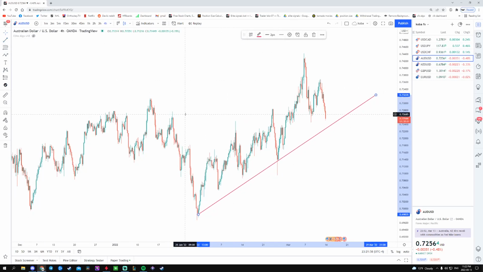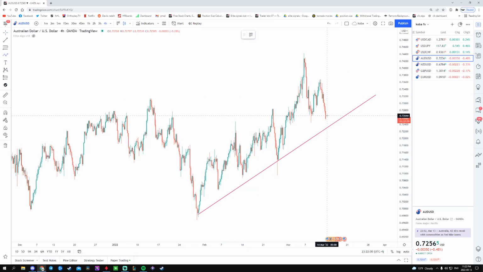Now what we want to do here is we actually want to wait until this price comes down to around this line. And then over here, we're probably going to see a rejection before it comes back up and creates another high. So this is one thing we can look out for on AUD/USD.